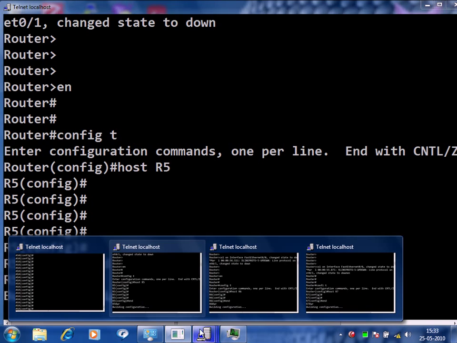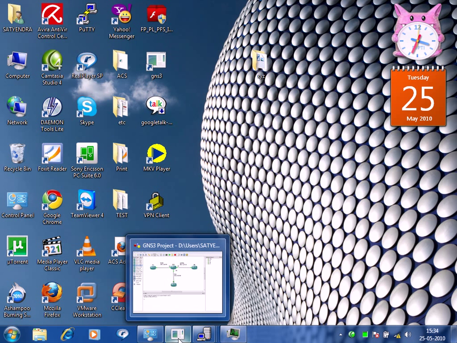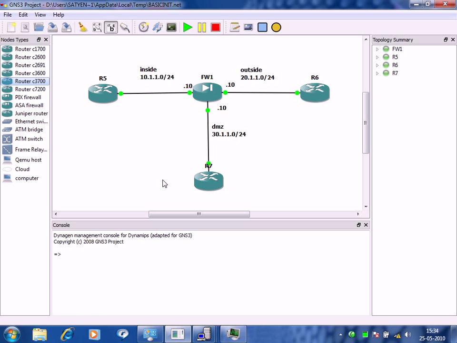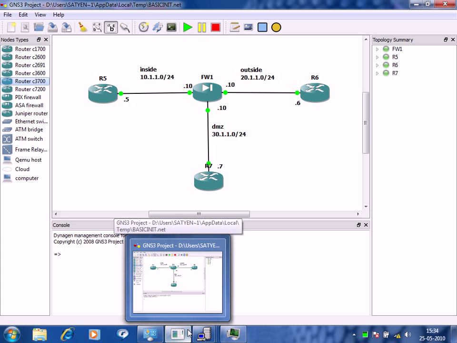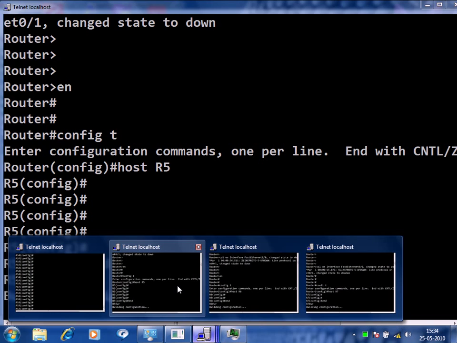So let's assign the IP addressing on all the routers R5, R6, R7. The last octets will be dot 5, dot 6 and dot 7. And you do this practical on the rack as well, okay, so you'll come to know that. Now you should practice at least some.